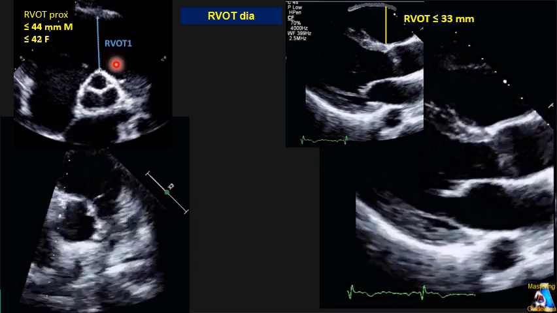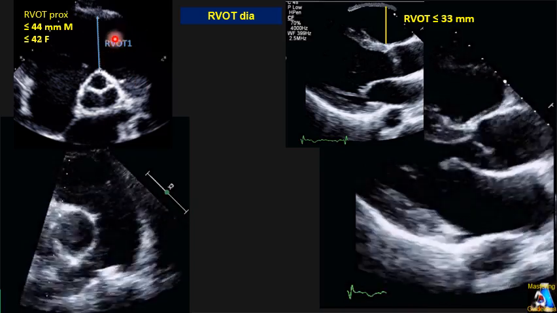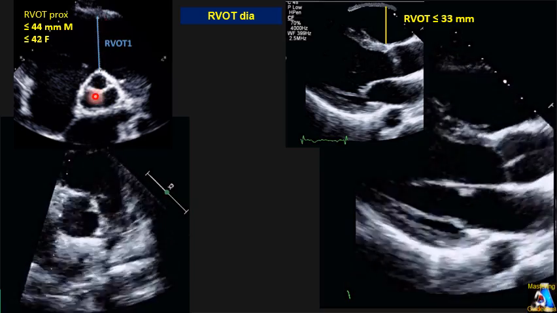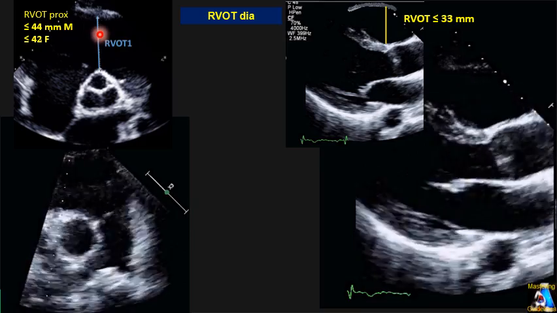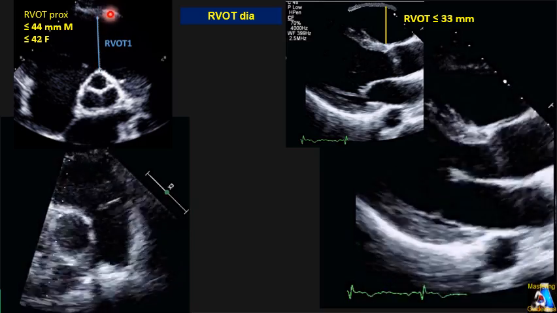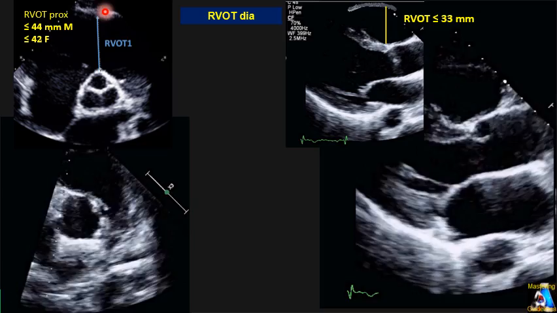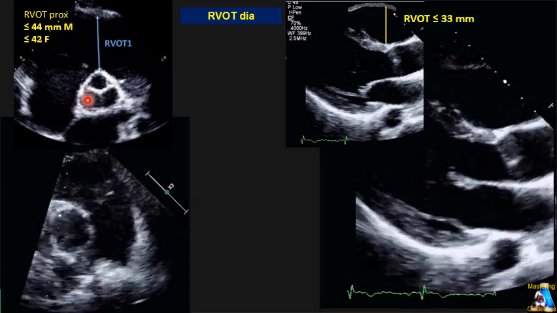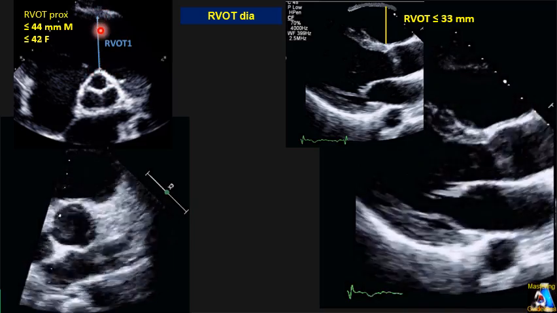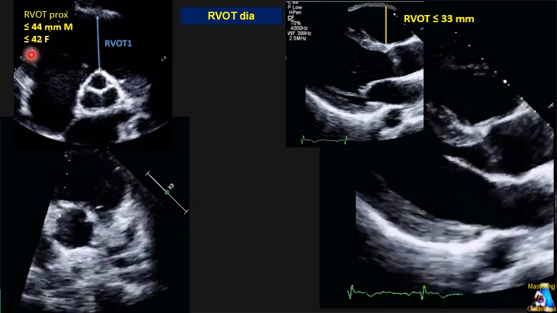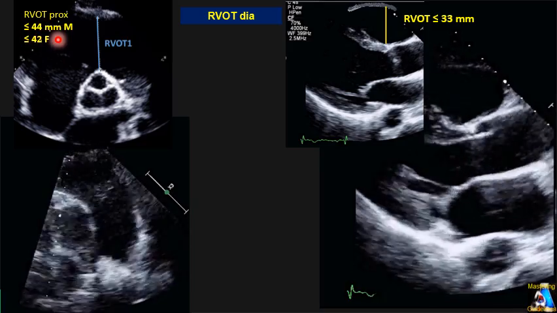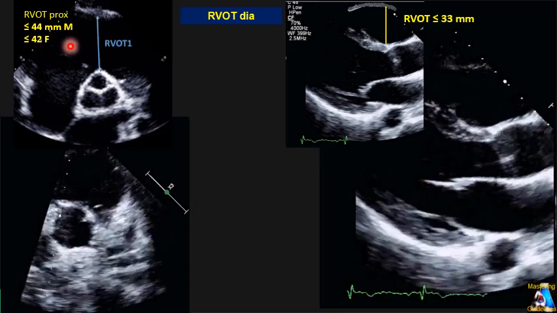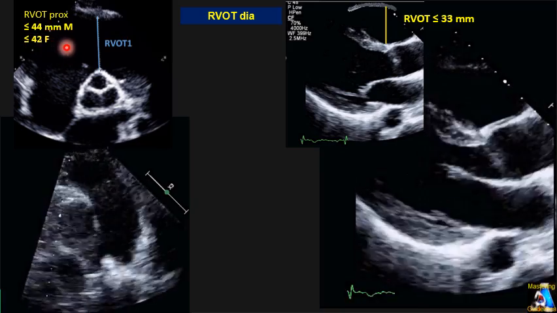One of them is proximal, as you can see here on short axis at the level of the aorta. Then we go measure again at the end of the diastole. We measure perpendicular to the free wall of the RVOT here at 12 o'clock and inner of the aortic ring, as you can see here. Normal RVOT proximal in male should be equal or less than 40 millimeter, and female equal or less than 42 millimeter.